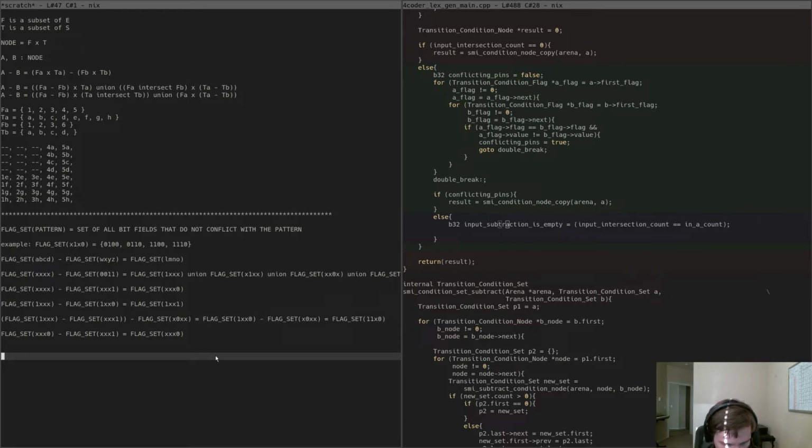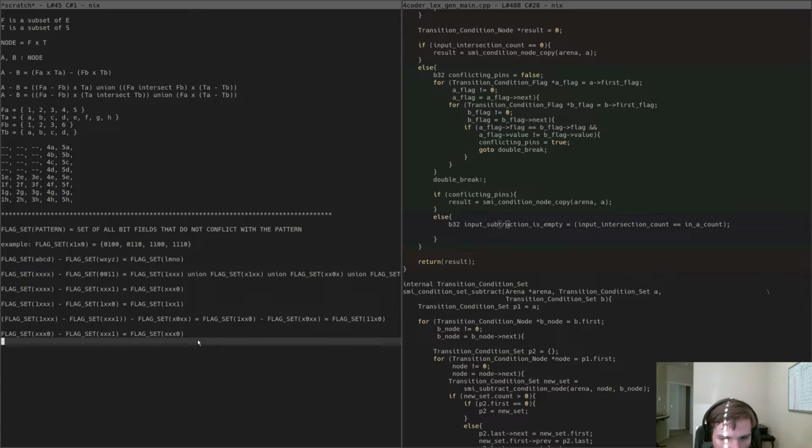So whenever we do a subtraction, the number of fields should be larger than it was beforehand, or at least equal to it. So the subtraction is empty if this equals this. If that minus that equals that, then this subtraction here, wait, that's not just an empty subtraction, that's an empty intersection.